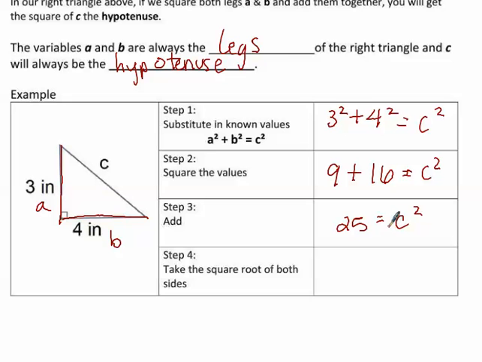Take the square root of both sides. Square root of 25 is 5. The reason why you're taking the square root is because the exponent and the root cancel out, leaving you with just C. What you do to one side, you have to do to the other. So if I square root C squared, I have to square root 25. So the length of C in this case is 5 inches.